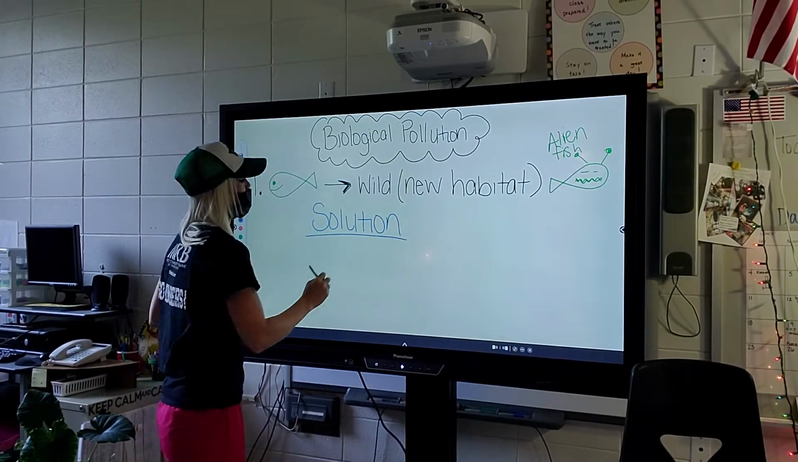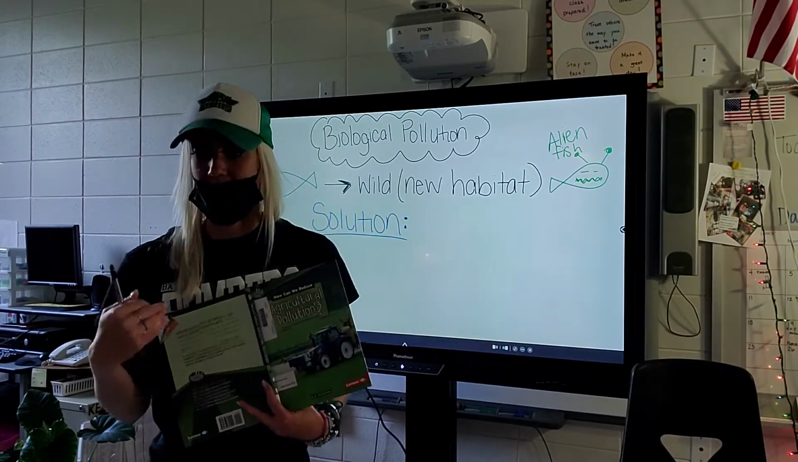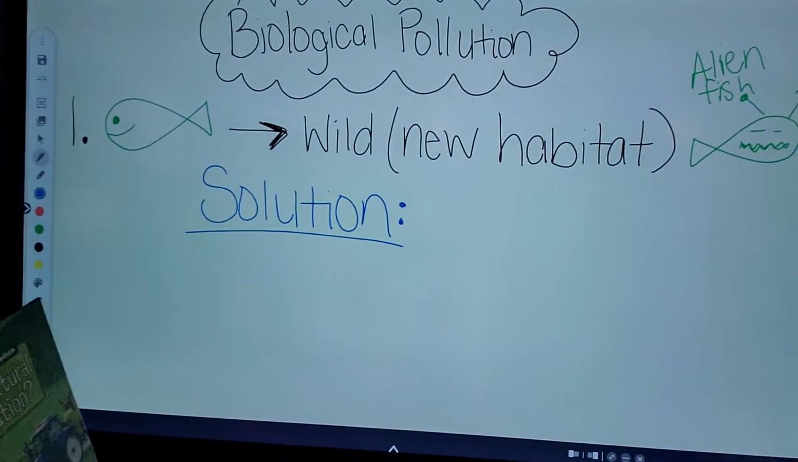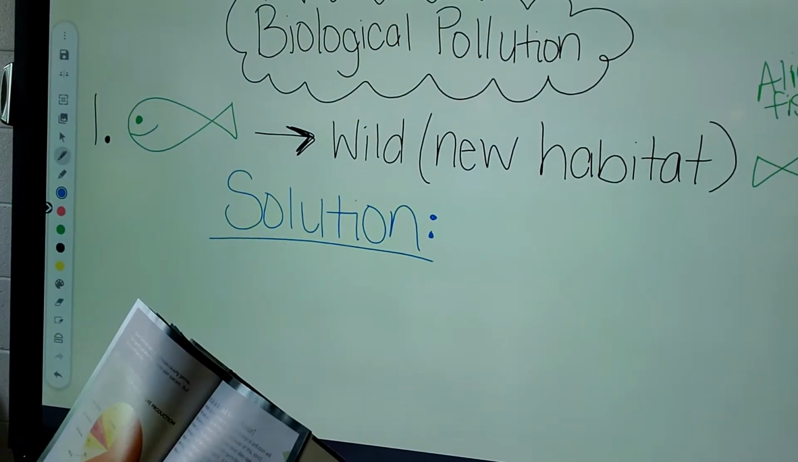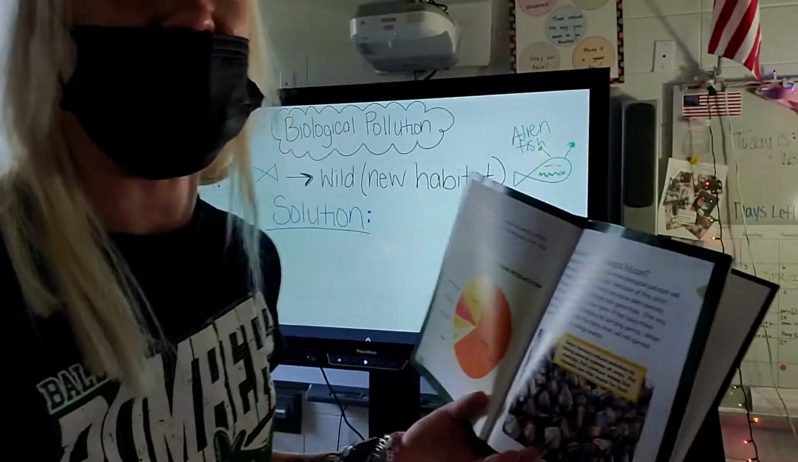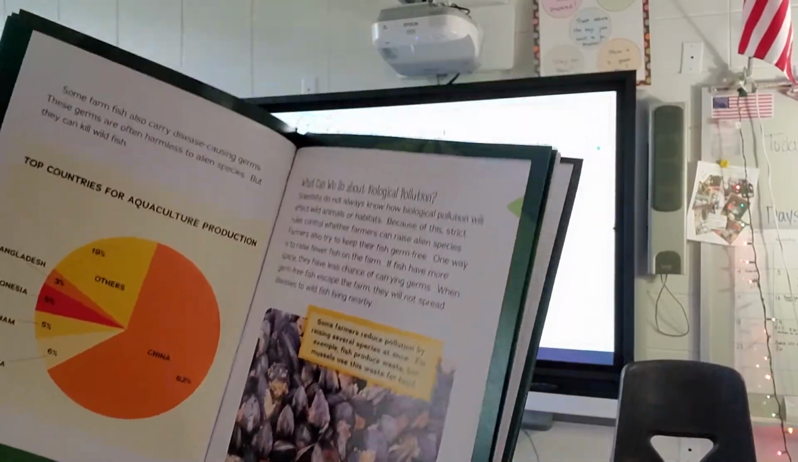So, what's going to be our solution? How are we going to help this from not happening? Good job. Solution. It says scientists do not always know how biological pollution will affect wild animals or habitats.